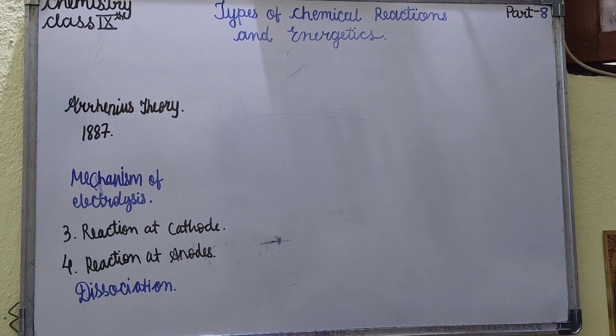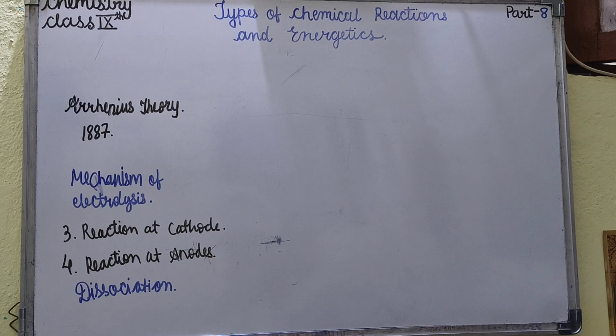Electrolytic dissociation is a process which takes place in ionic compounds. It simply involves the separation of the ions which are already present in the compound. PbBr2 gives a reversible reaction, Pb2+ plus 2Br minus.